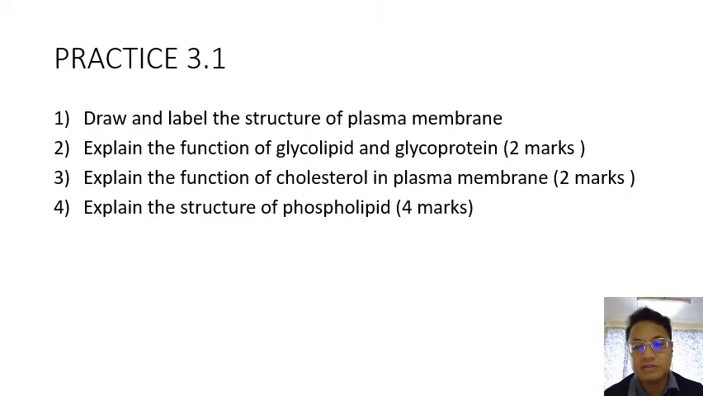Now, let's do some tasks, practice 3.1. There are 4 tasks that you need to complete. Draw and label the structure of plasma membrane. This one is very easy, you just have to draw. It is in the textbooks and in the slide just now. Number 2, explain the function of glycolipid and glycoprotein. Also very easy. Number 3, explain the function of cholesterol in plasma membrane. And number 4, explain the structure of phospholipid.